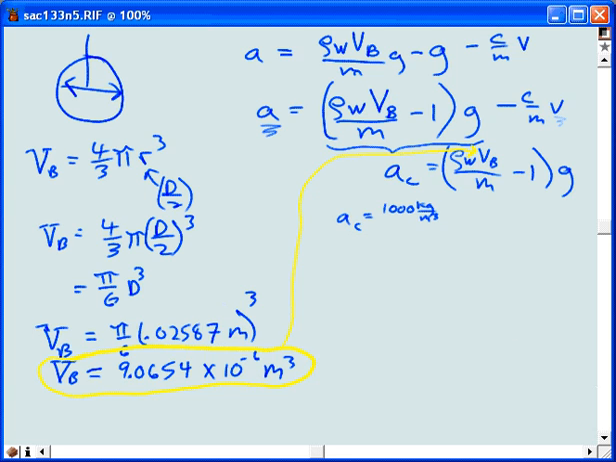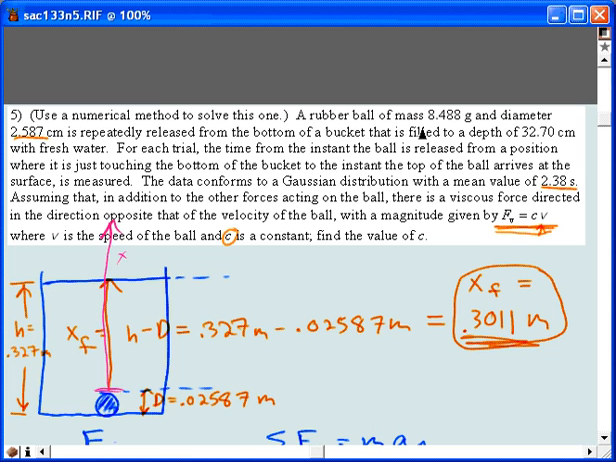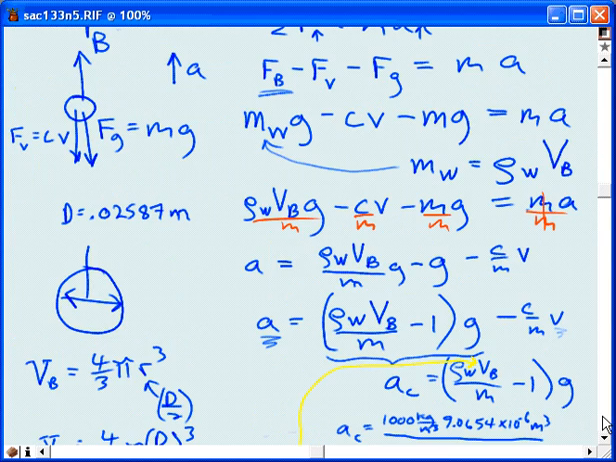That's what I'm substituting. Okay, so V sub B is 9.0654 times 10 to the minus 6 meters cubed. And then all that's got to be divided by the mass of the ball, which is 0.008488.